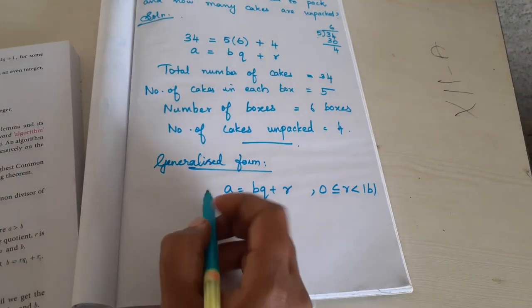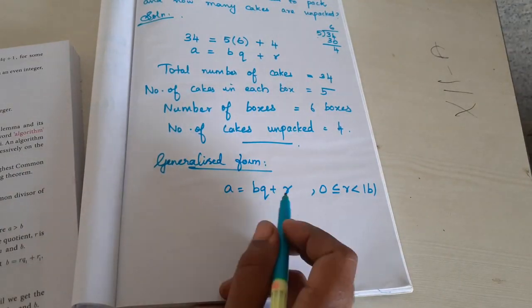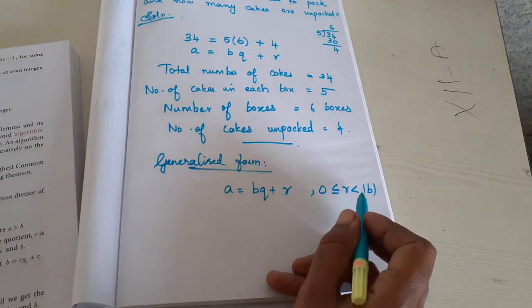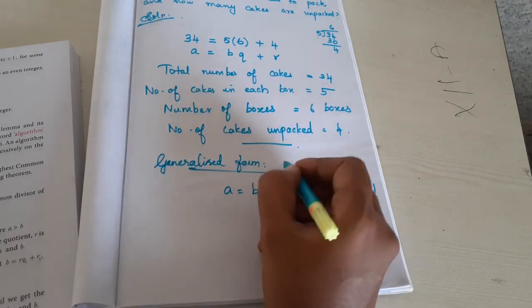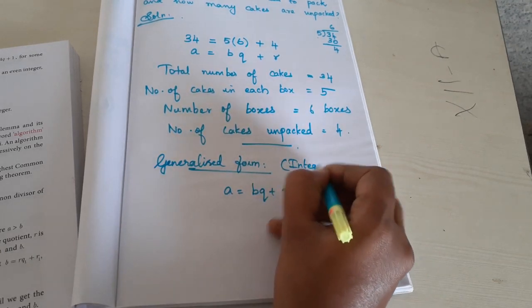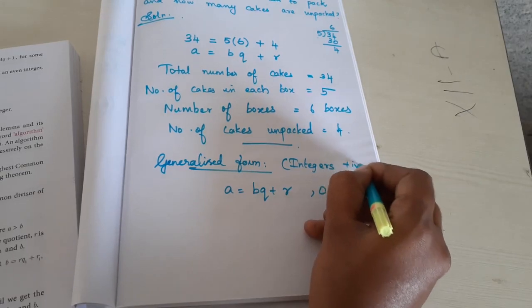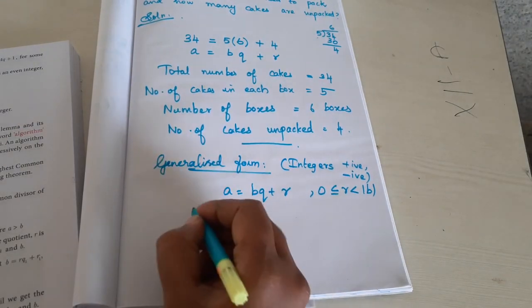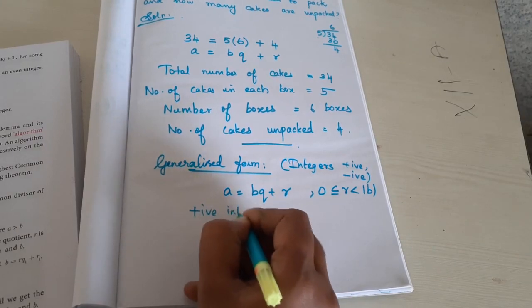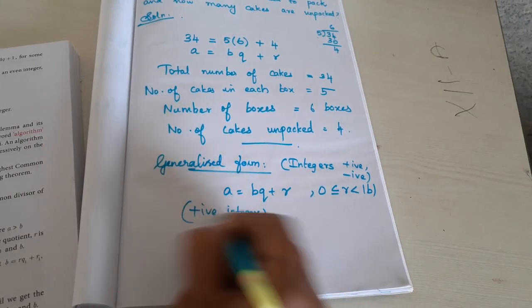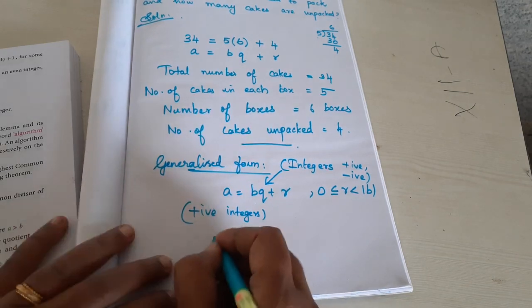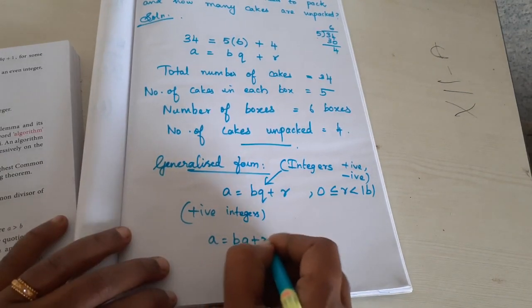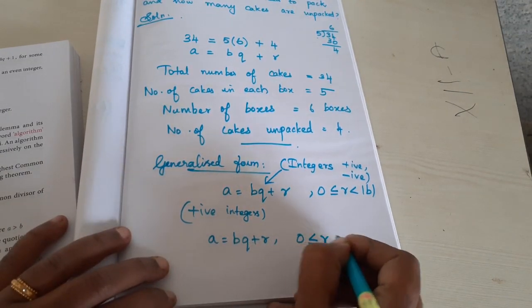Listen, students. In the generalized form the condition is a is equal to bq plus r, 0 less than or equal to r less than mod b. This is for integers. Integers means positive or negative, both numbers can come, and you can use this one. For positive integers only, you can use a is equal to bq plus r, and the condition is 0 less than or equal to r less than b.